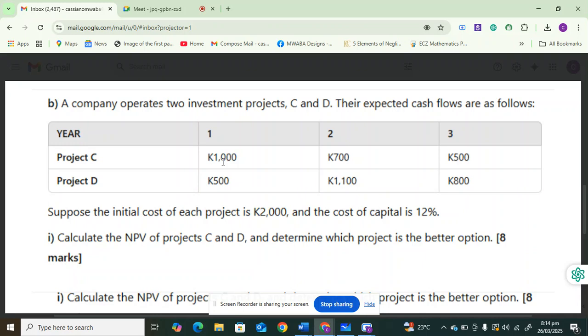So if your net present value is negative, meaning the cost of the project is more than what you're going to make out of the project, you reject the project. If your net present value is positive, it means the expected cash flows from the project are going to be greater than the cost of the project. You accept. So this is how we're going to do it.